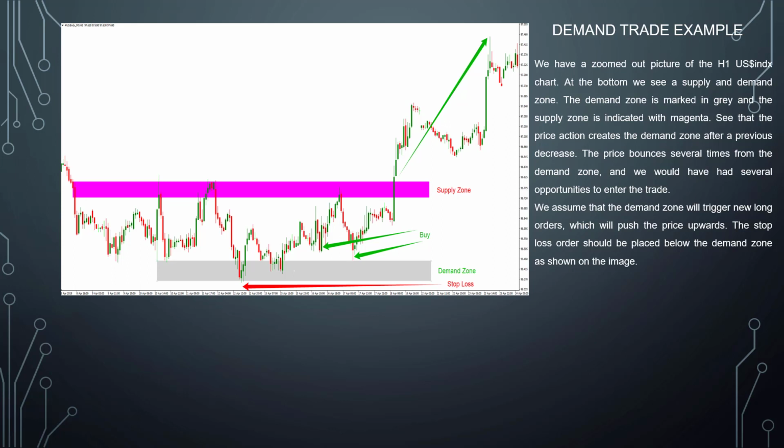The demand zone is marked in gray and the supply zone is indicated with magenta. See that the price action creates the demand zone after a previous decrease. The price bounces several times from the demand zone and we would have had several opportunities to enter long trades. We assume that the demand zone will trigger new long orders, which will push the price upwards. The stop loss order should be placed below the demand zone as shown on the image.